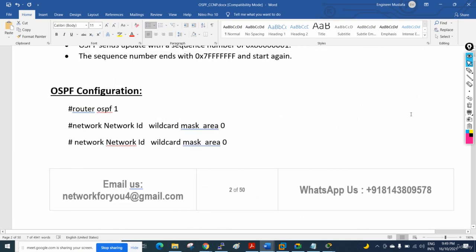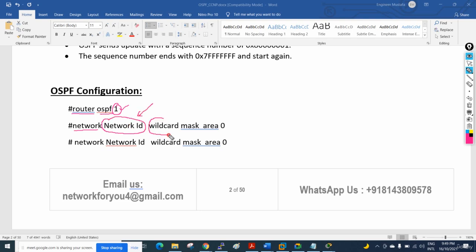And how will we configure OSPF? We will write router ospf 1. This is a process ID. You can write 1, 2, 3, anything you can write here, no issue. I will show you when we configure. Then we need to write network and the network ID of that interface. Whatever IP is assigned, we need to write the network ID of that IP. Then we need to write the wildcard mask of that, and then we need to write area, and in which area we have this. Example, if it is in area 0, we need to write area 0.